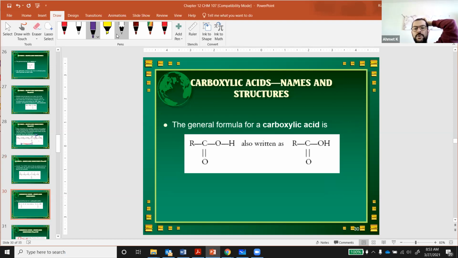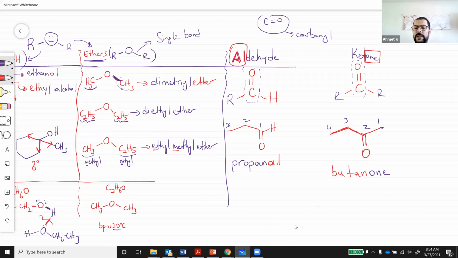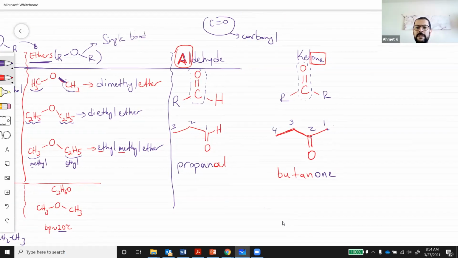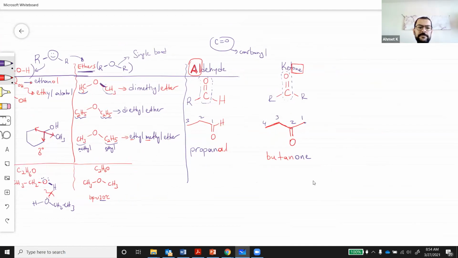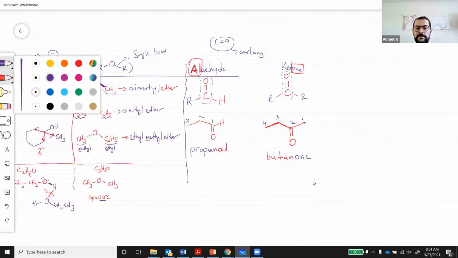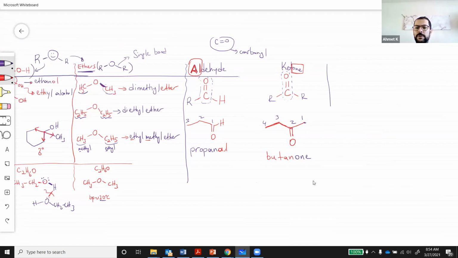All right, so now we are coming a little further, but as you can see, we are building up. What I want to show you here is that we are still going to have our carbonyl. Let's say these are carbonyl, okay? Now you're going to change the carbonyl.